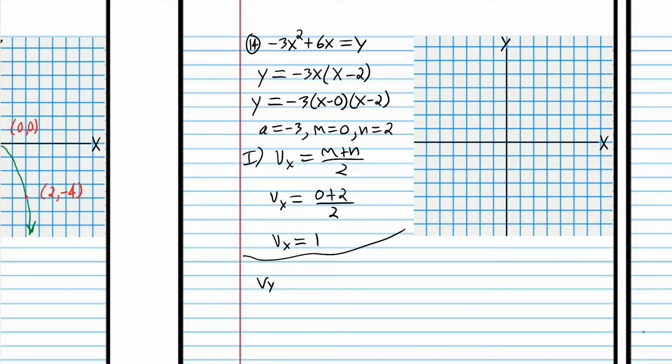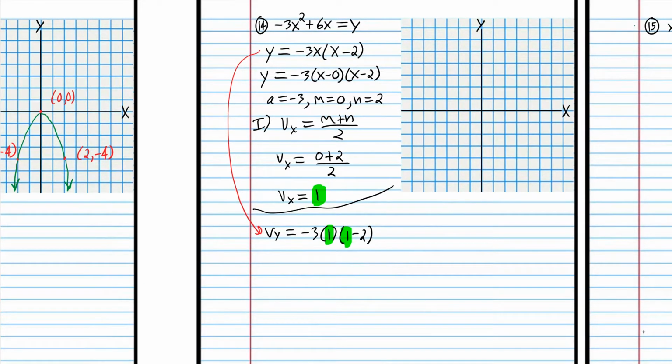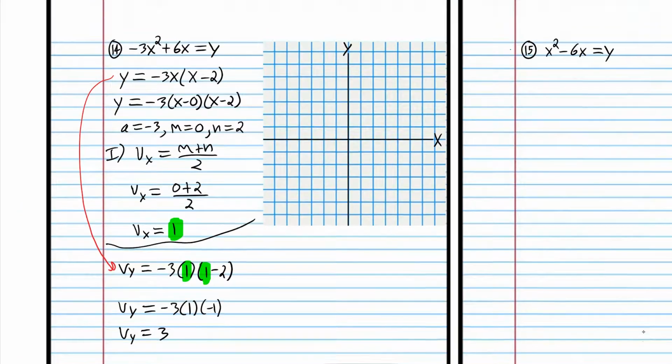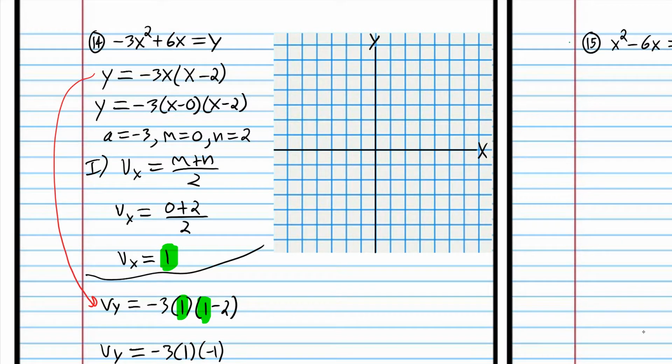And now we find the y value of the vertex, and it's easier to use this equation here. So we just plug in 1. And just to be clear where that came from, it came from there. So now the y value of the vertex is, we have to do the parentheses first. 1 minus 2 is negative 1. And then we get positive 3. Okay, so 1, 3 will be about there, and this parabola is going down.